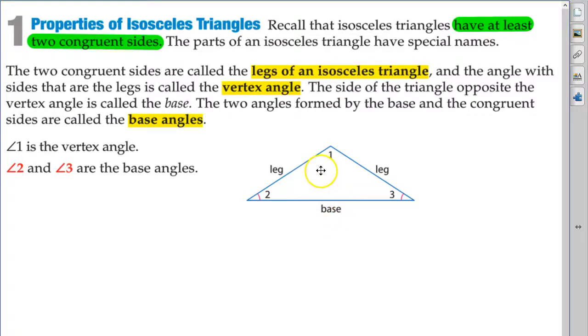And then you have the vertex angle. That's the angle that's formed where the two sides meet. So angle 1 is the vertex angle up here where the two legs meet. And then the base angles are the ones where the legs meet the base, so angles 2 and 3. And there are a couple of theorems about base angles and legs of isosceles triangles.